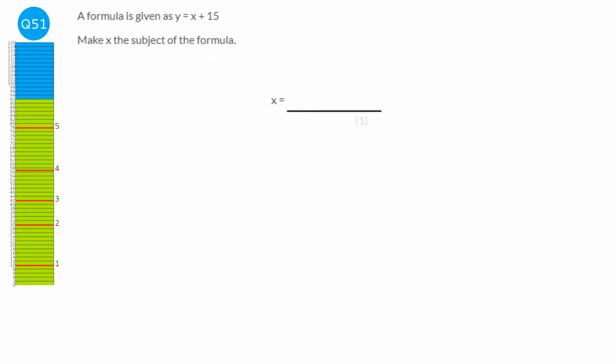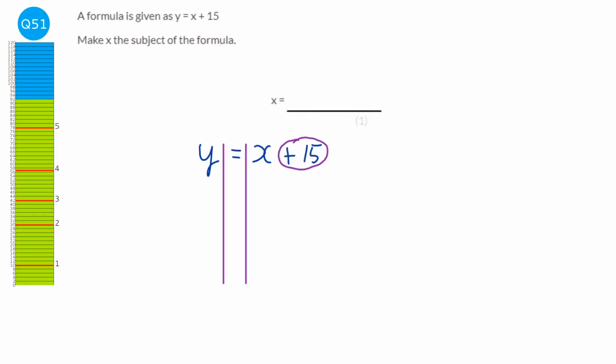So I'm going to write the question out. So y equals x plus 15. And we're told that we want to make x the subject of the formula. Now what that means is we want x on its own. What's stopping x from being on its own? This plus 15. So to get rid of it, we do the inverse, the opposite of plus 15, to both sides. Take away 15. So we end up having y minus 15 on the left-hand side, and we've got rid of the plus 15, so we've just got x on the right-hand side. So x is equal to y minus 15.